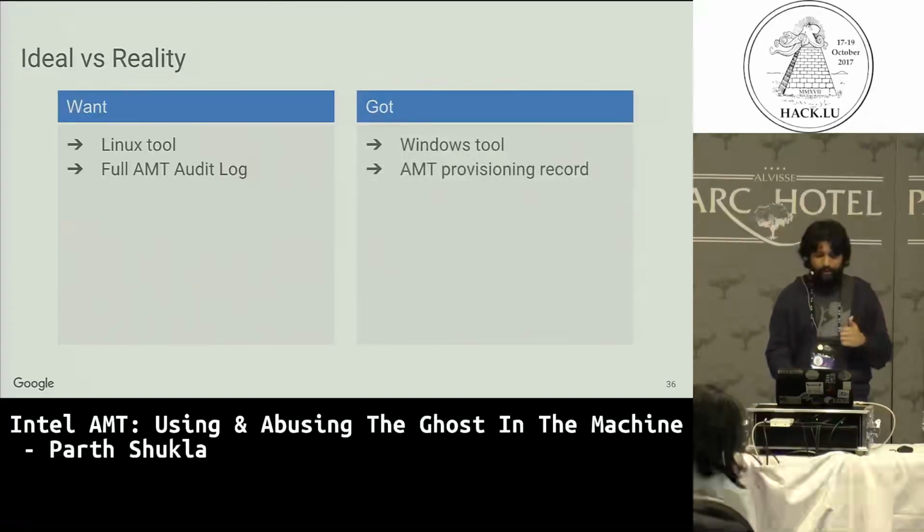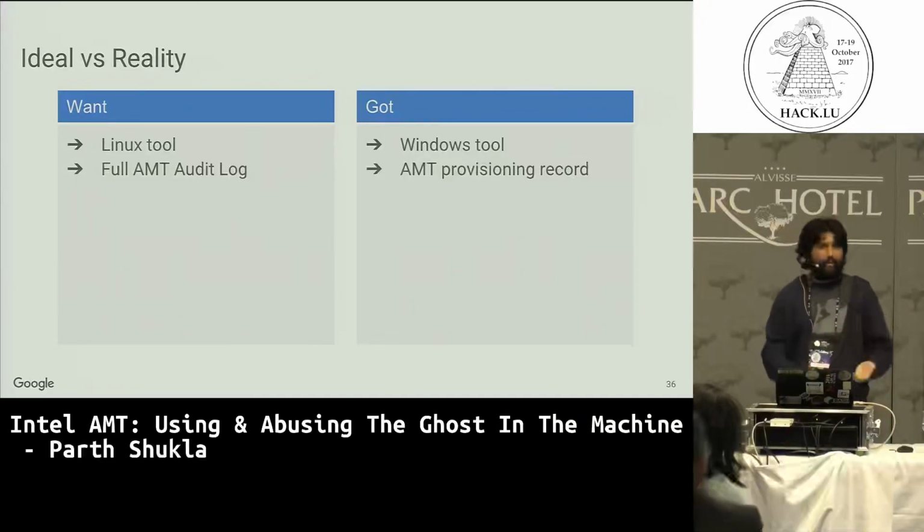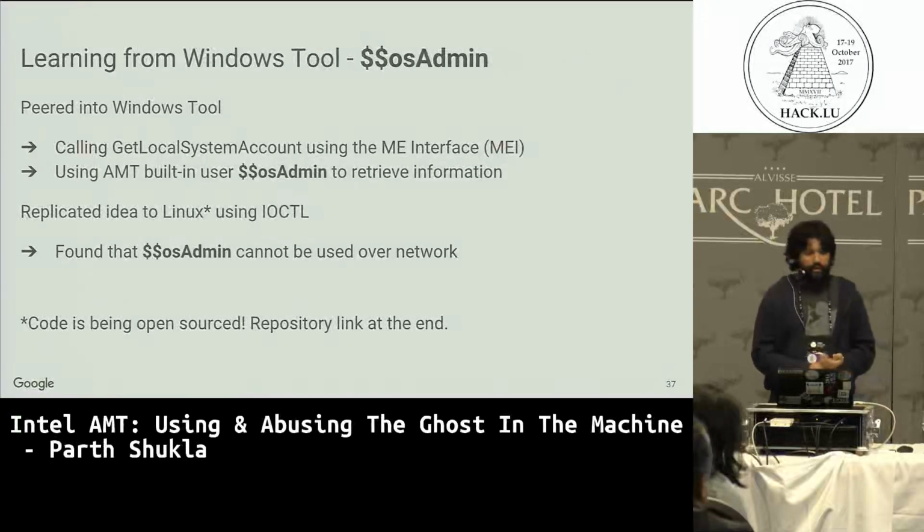What I got was a Windows tool. I did run the Windows tool. The output was just that the AMT has been provisioned at this date. It's like, okay, I know that. What actually happened? What did someone do with it? I dug around in the Windows tool and learned that it was calling get local system account via the ME interface.